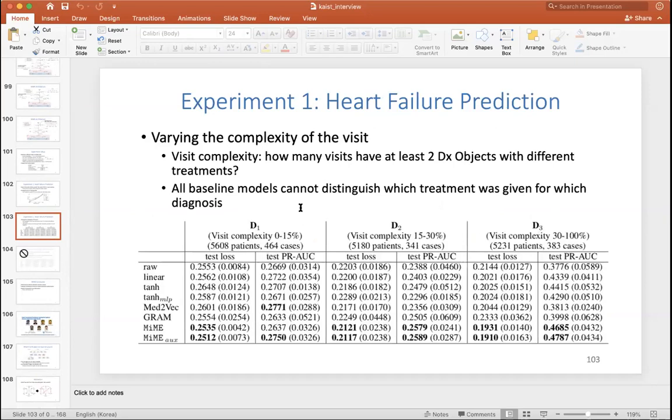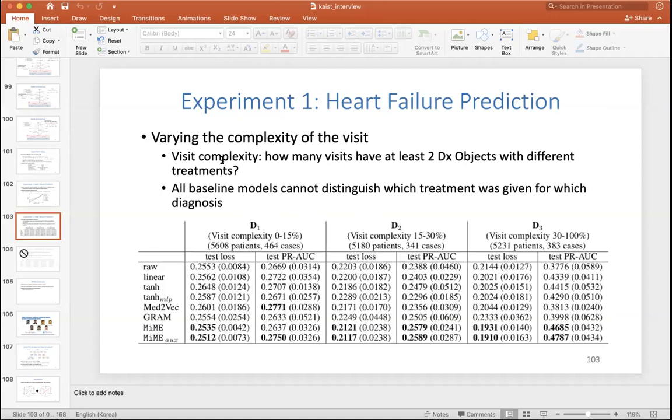And I bucketed them so that they have about the same number of patient records: about 55,000 here, about 5,000 here, about 5,200 here. So more or less, give or take, about the same. And here I'm using a concept called visit complexity, but you can think of it as basically how many treatments are given per diagnosis code.